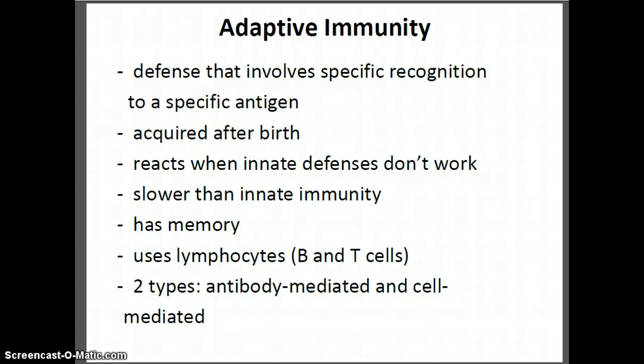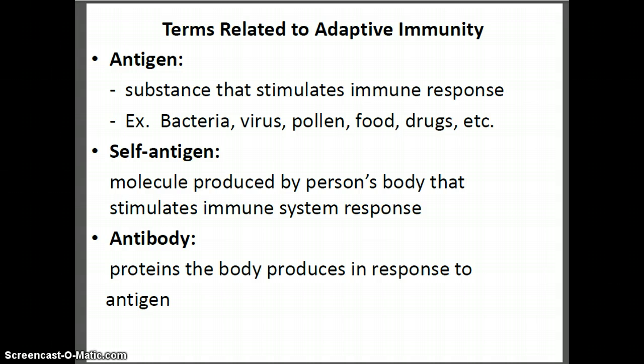Now, two types of adaptive immunity: antibody-mediated and cell-mediated. So we've looked at innate immunity. Now we're looking at adaptive immunity and learning there are two subcategories of adaptive immunity: antibody-mediated and cell-mediated. All right, here are some terms related to adaptive immunity which you need to review. If you still have your medical dictionary, I highly recommend Taber's. It has wonderful definitions and explanations. It is more, as you know, like an encyclopedia.